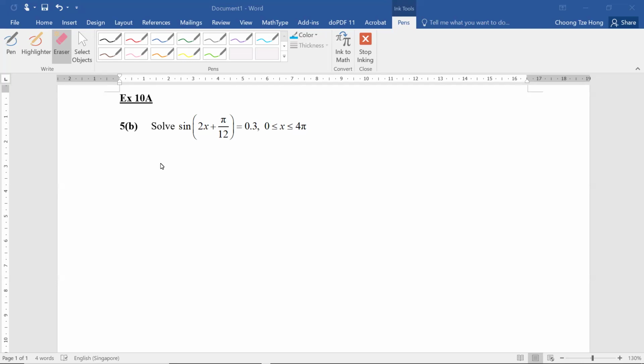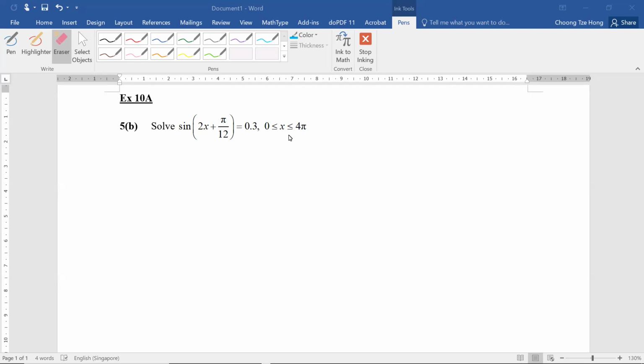Alright, let's read the question. They want us to solve this equation: sine of 2x plus pi over 12 equals 0.3, for the range of x from 0 to 4 pi. This is a rather large range.